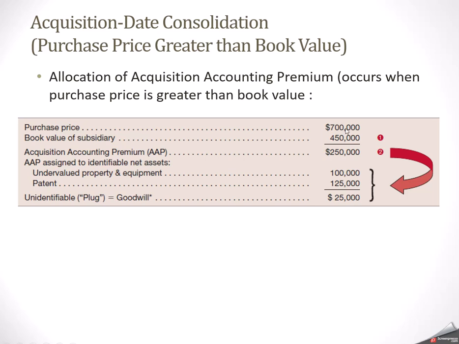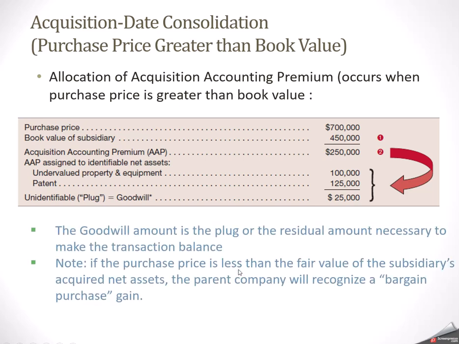So if our purchase price is $700,000 and our book value is $450,000, the difference is what we call the acquisition accounting premium. We abbreviate that the AAP, and then we go back to the problem to say, well, what did we pay the extra $250,000 for? It would tell us that we have property, plant, and equipment that was undervalued on the sub's books, and they have an unrecorded patent of $125,000. And then normally it'll tell you that any residual amount is going to go to goodwill. So goodwill is more like that plug number.